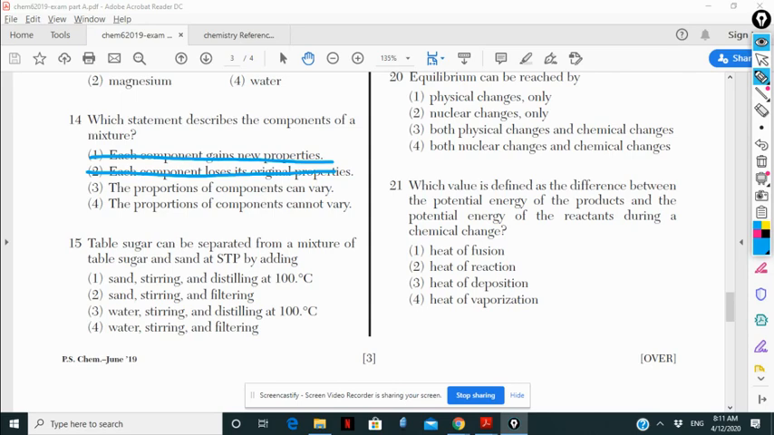The proportion of components can vary, yes, because you can make a mixture regardless of the amount. So I can mix any amount together. So the last one, when I say it cannot vary, that's incorrect. Question number 15.